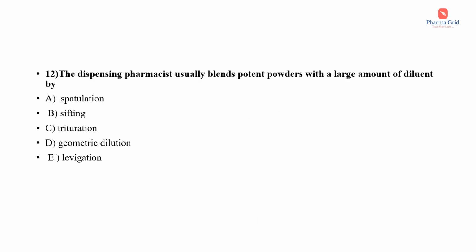Next question. The dispensing pharmacist usually blends potent powders with a large amount of diluent by. The options are spatulation, sifting, trituration, geometric dilution, levigation. So here the correct answer is option D, that is geometric dilution. So for the blending of potent powders, the mixing method used is geometric dilution.